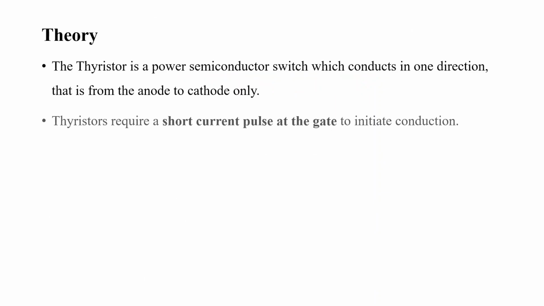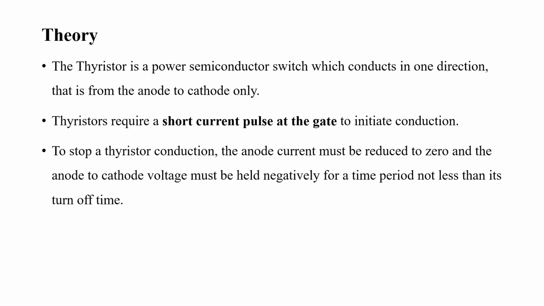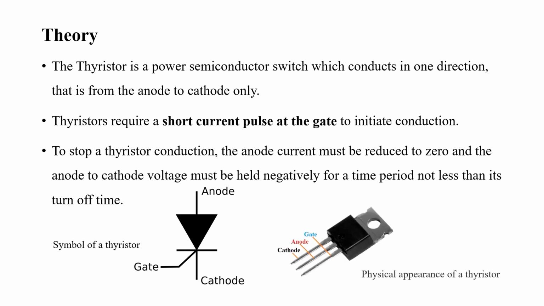A thyristor is a power semiconductor switch which is somewhat similar to a diode. This also conducts in only one direction like a diode, and apart from the characteristics of a diode, the thyristor requires a current pulse to initiate the conduction of the current. So that is the major difference between a diode and a thyristor.